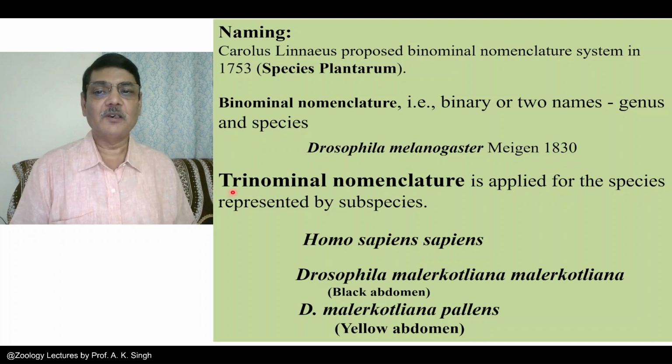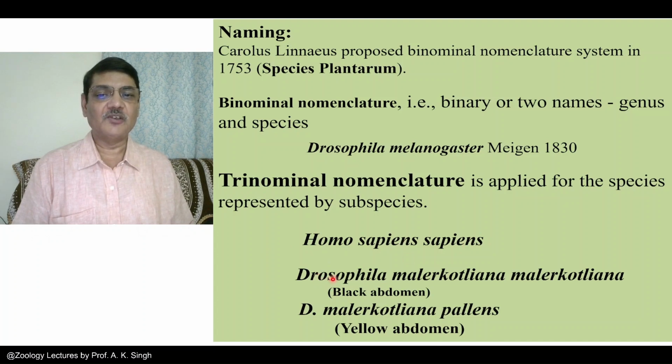Another pattern of nomenclature is trinominal nomenclature. That is, sometimes you have to use the subspecies name also, because a species may be represented by more than one form, geographical forms. Such forms are actually subspecies. And if you are giving the genus, species as well as subspecies name, then it is called trinominal nomenclature. So trinominal nomenclature is applied for species represented by subspecies. Like we ourselves are called Homo sapiens sapiens. We humans are named as Homo sapiens sapiens.